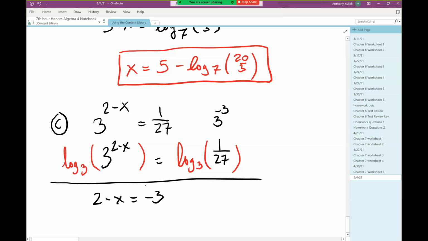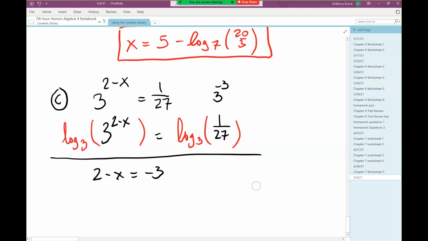Or if you typed it in your calculator, you'd get negative 3 to come out. It's not necessary that you do it by hand, but you could. We subtract the 2 over and then divide by negative 1 to get 5.